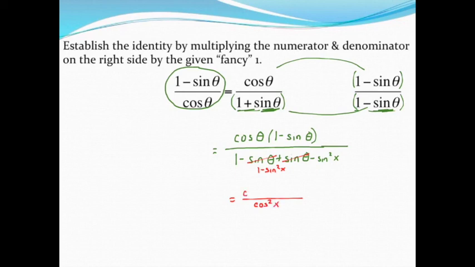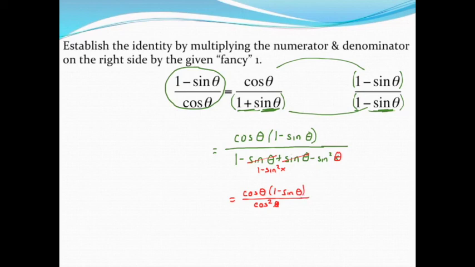And again, the numerator I'll leave alone. I still won't multiply that out. Oops, somehow I changed my x into a theta. Sorry about that. That should be a theta. It doesn't matter what variable you use, just be consistent, like I didn't do for this problem. So then my numerator was cosine times 1 minus sine of theta.